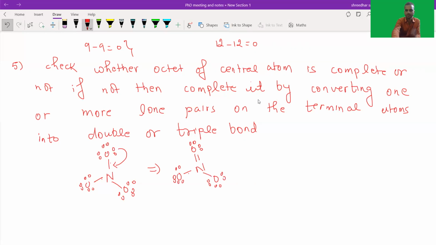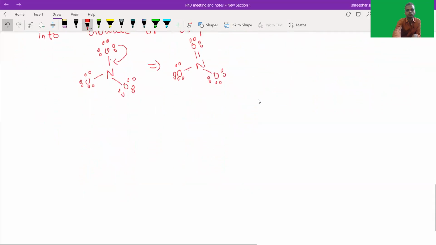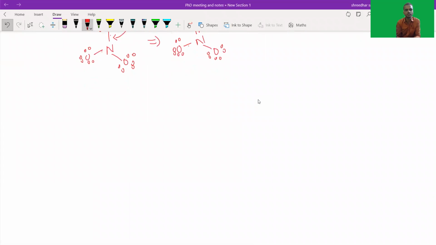Now let us see sulfate. Let us check for SO4 2 minus. Okay, here we can see around the sulfur 2, 4, 6 and 2, 8. Already its octet is complete, so we don't have to do anything. So this was the fifth step.